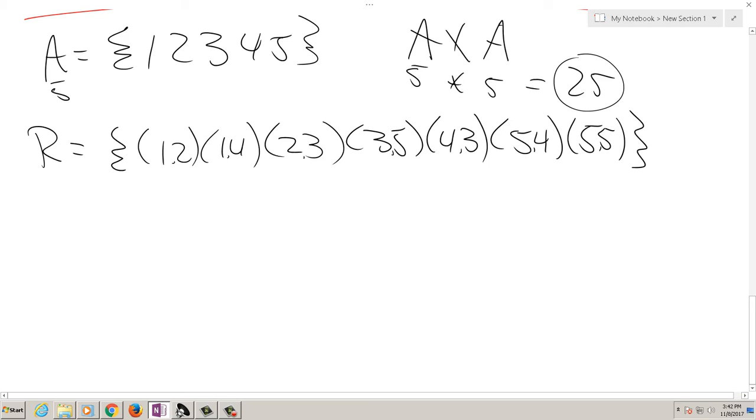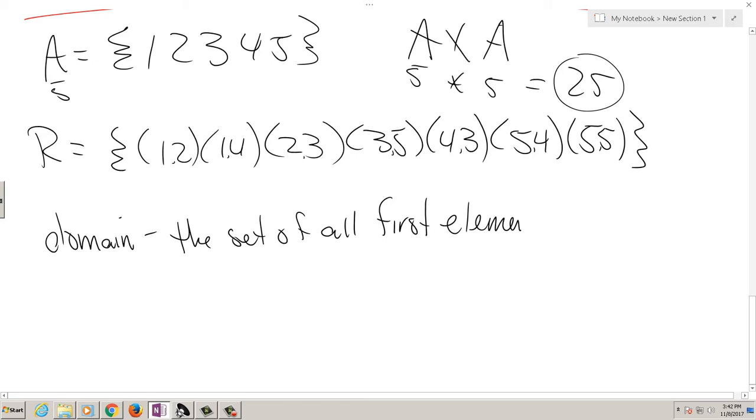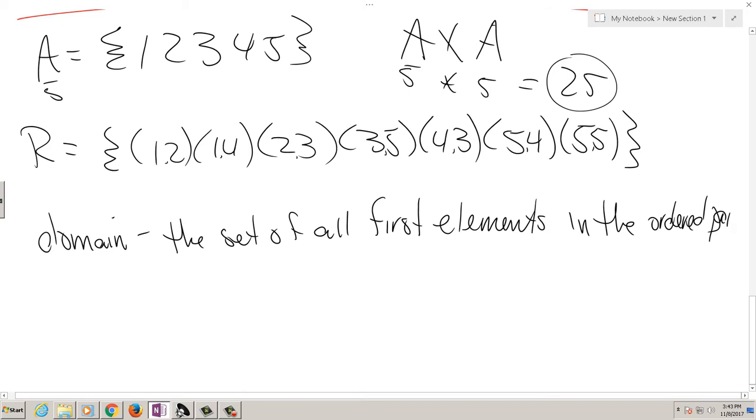So we're going to find out that there are some properties that we can define on a relation. So the first one is the domain. The domain of a relation is the set of all first elements in the ordered pairs. The set of all first elements. So if I look at this particular relation, I can say that the domain of this relation is the set of all first elements of the ordered pairs. It is a set. Notice it uses the word set, so I'm going to have to use set notation.